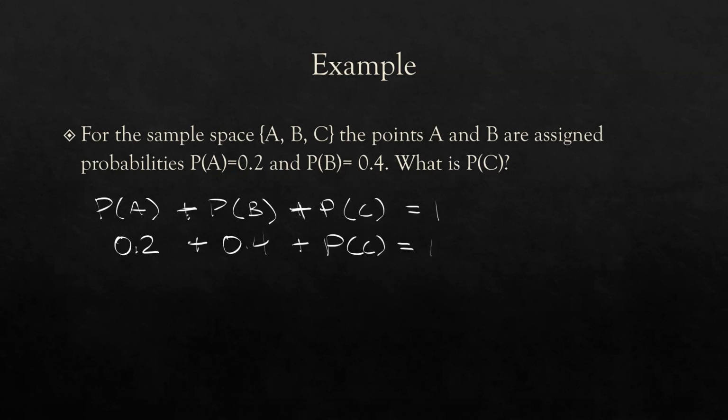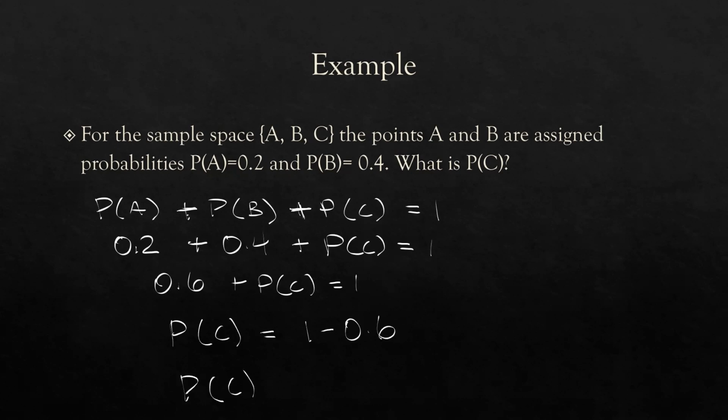So I really just need to subtract 0.2 and 0.4 from 1. So together they make 0.6. And then I'm going to subtract. So probability of C is 1 minus the probability of everything else. And that is just equal to 0.4.